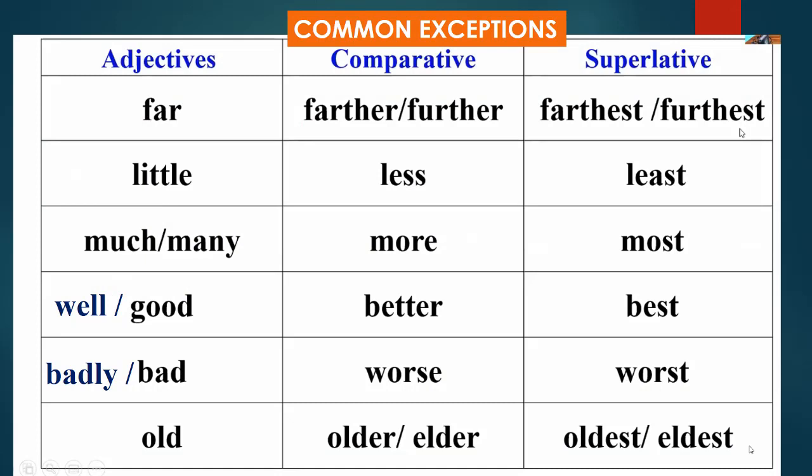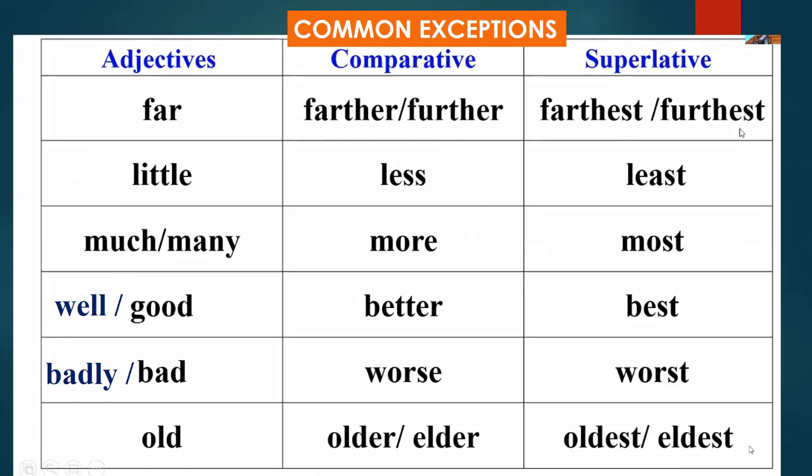Chúng ta vừa học xong công thức so sánh hơn với tính từ ngắn và tính từ dài. Tính từ ngắn khi ở so sánh hơn sẽ thêm ER và so sánh nhất sẽ thêm est vào sau tính từ. Tuy nhiên, có một số tính từ ngoại lệ mà chúng ta cần chú ý. Sau đây là phần common exceptions mà các em cần lưu ý. Far sẽ chuyển thành farther hoặc further khi ở dạng so sánh hơn và thành the farthest hoặc furthest khi ở dạng so sánh nhất.